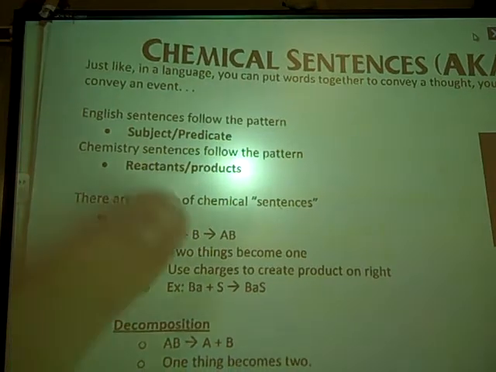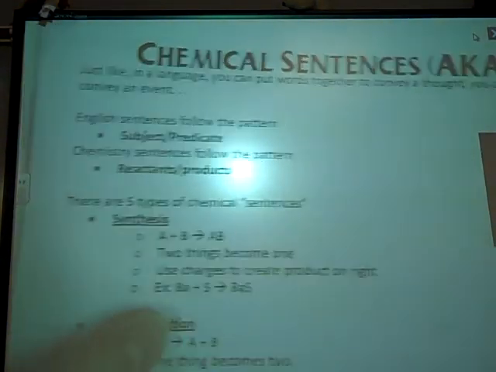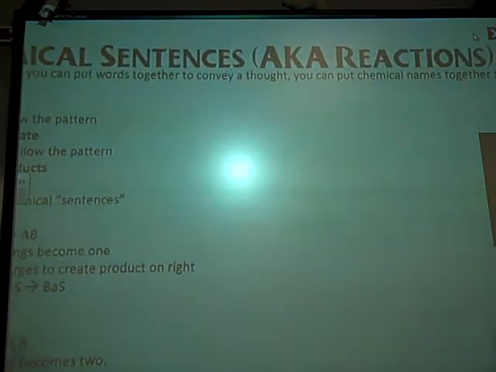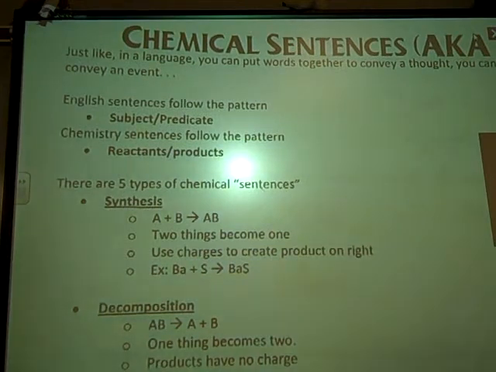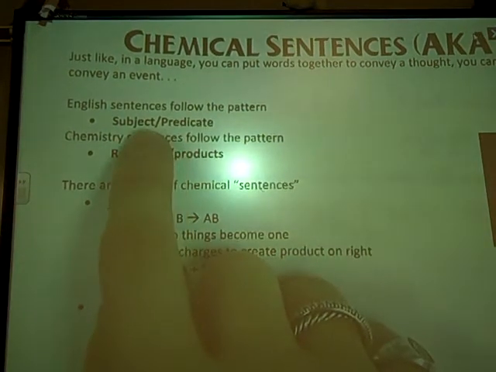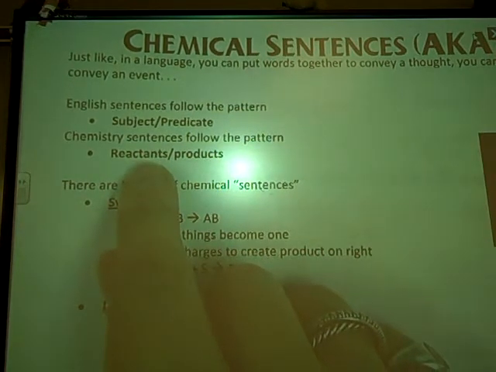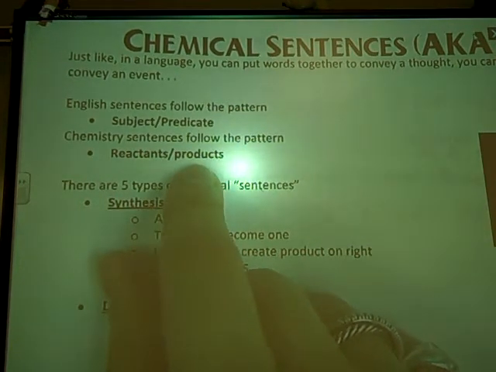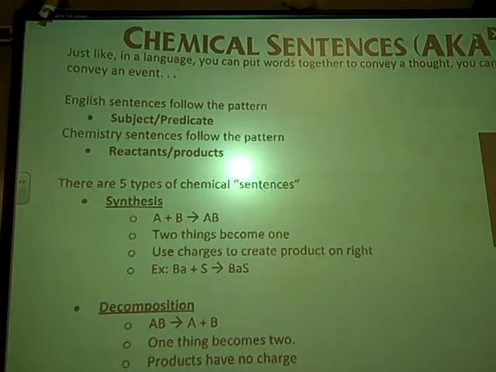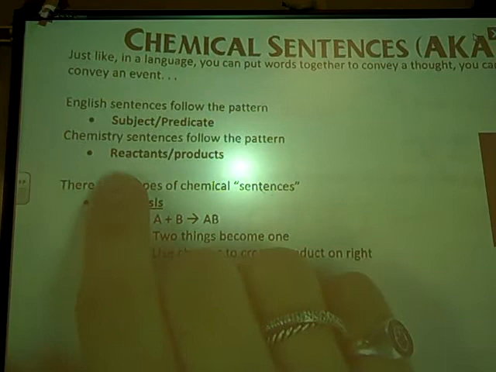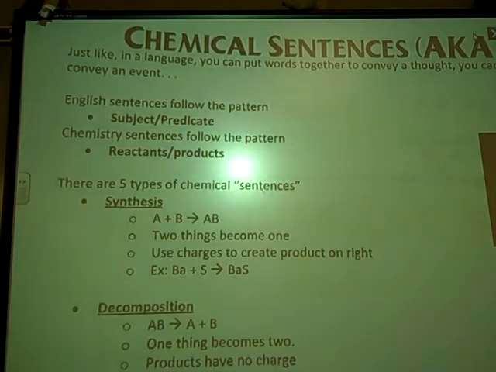It starts off by saying, just like in language, you can put words together to convey a thought. You can put together chemical names to convey an event. Just like English sentences follow the pattern of a subject followed by a predicate, chemical sentences follow the pattern of reactants followed by products. So what we're going to be doing is stringing together element or compound names in this format, with reactants on the left and products on the right, in order to convey an event.